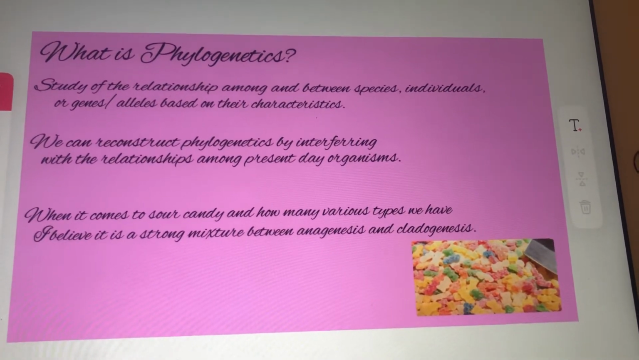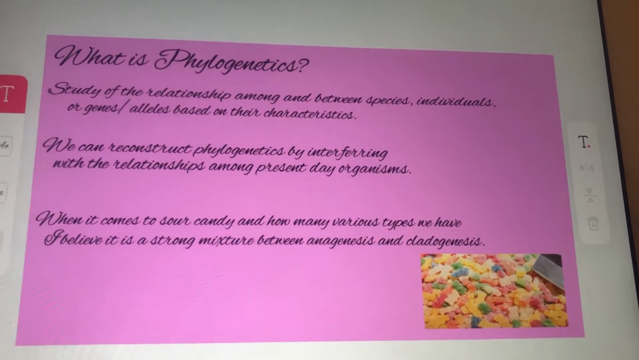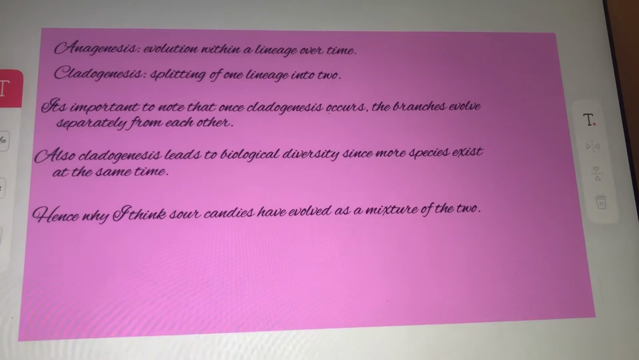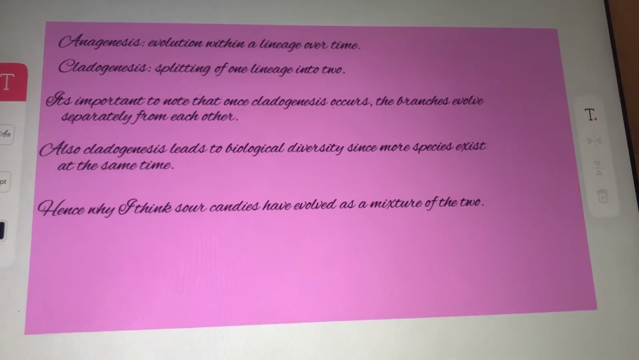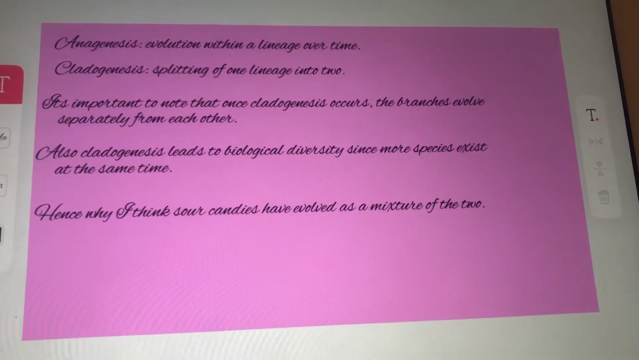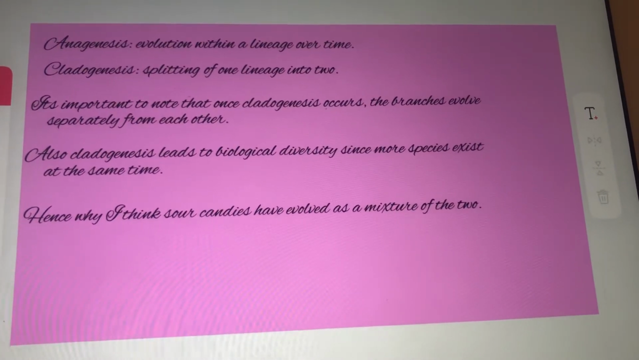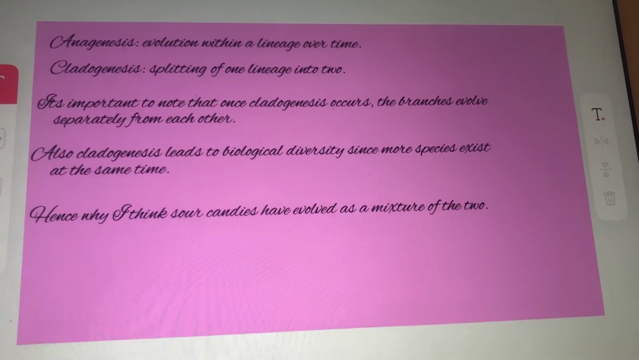When it comes to sour candy and how many various types we have, I believe it is a strong mixture between anagenesis and cladogenesis. So anagenesis is the evolution within a lineage over time. Cladogenesis is the splitting of one lineage into two. It's important to note that once cladogenesis occurs, the branches evolve separately from each other. Also, cladogenesis leads to biological diversity since more species exist at the same time.